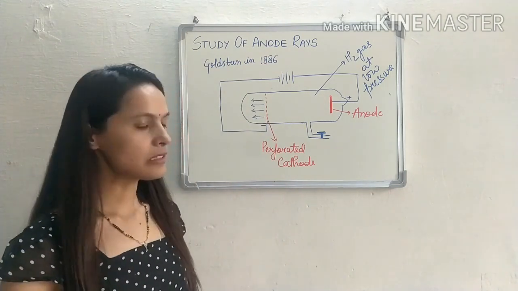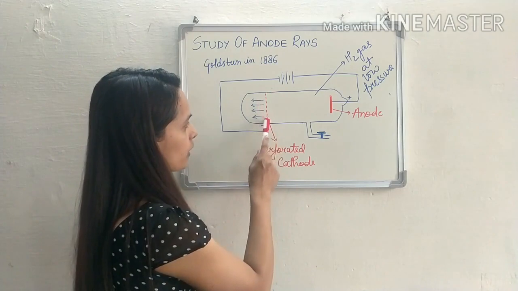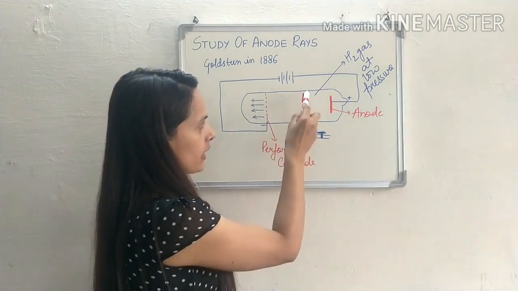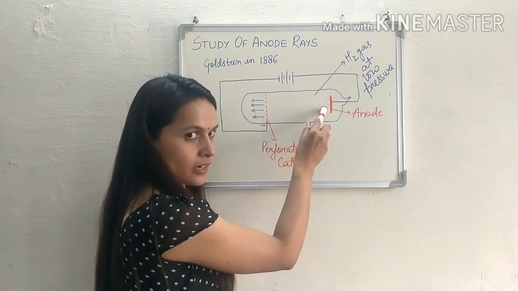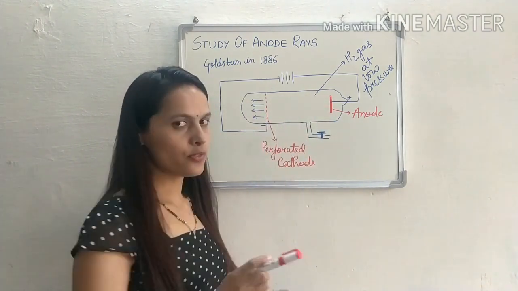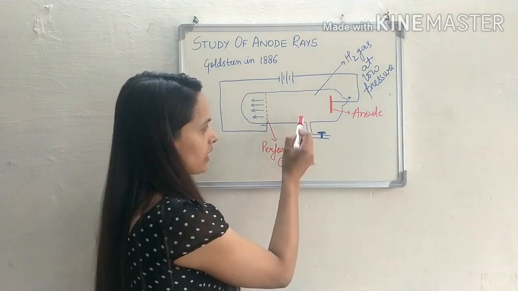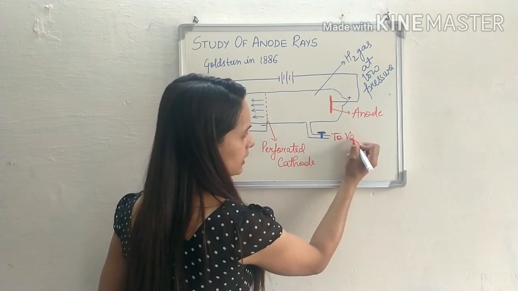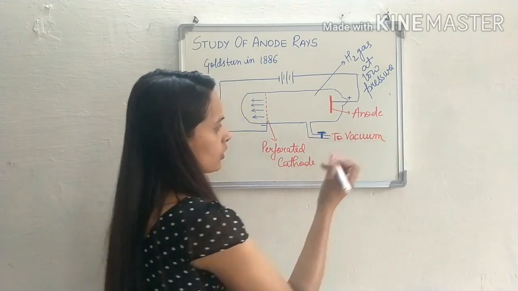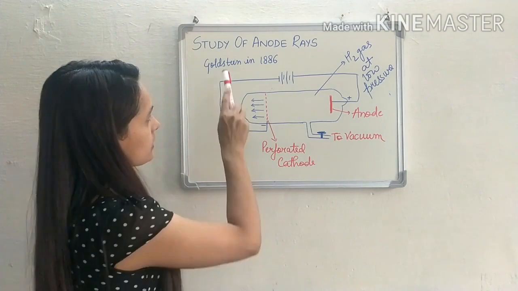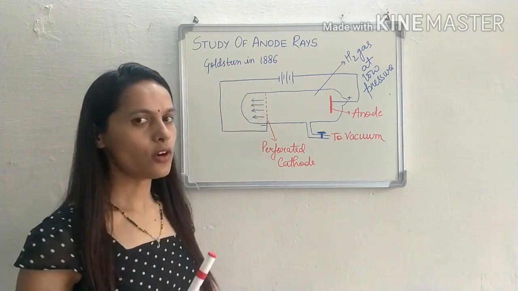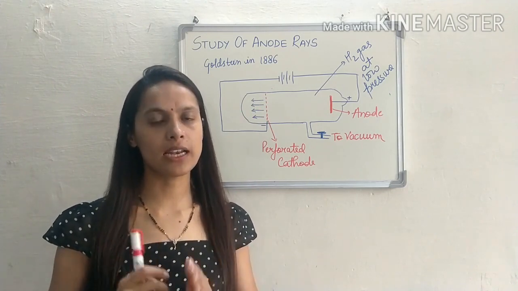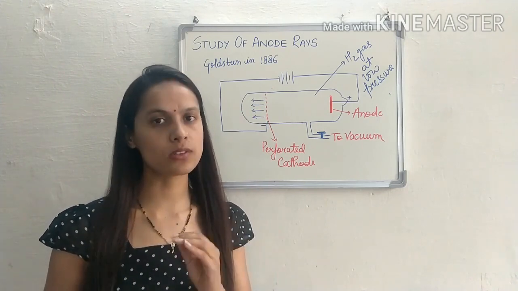In his experiment, he took a perforated cathode instead of a simple cathode. There is a discharge tube. In the discharge tube, 2 electrodes are there. The discharge tube is sealed at both ends. From one side, this discharge tube is connected to a vacuum. So, in this, Goldstein took a perforated cathode instead of a simple cathode, means a cathode, an electrode which contains tiny holes in it.